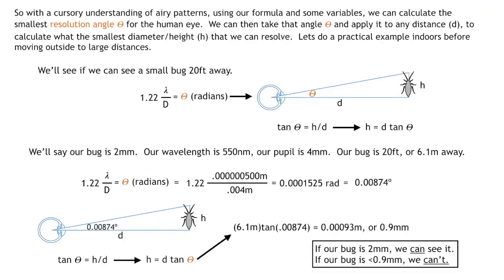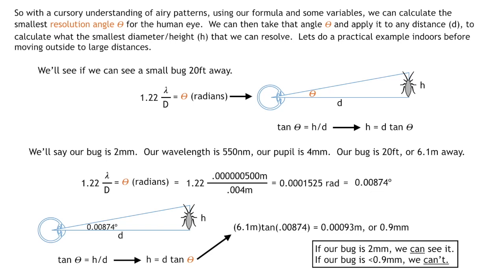So with a cursory understanding of Airy patterns, using our formula and some variables, we can calculate the smallest resolution angle theta for the human eye. We can then take that angle theta and apply it to any distance d to calculate the smallest diameter or height of an object that we can resolve. So let's do a practical example indoors before moving outside to a large distance. We'll see if we can see a small bug 20 feet away, for example.